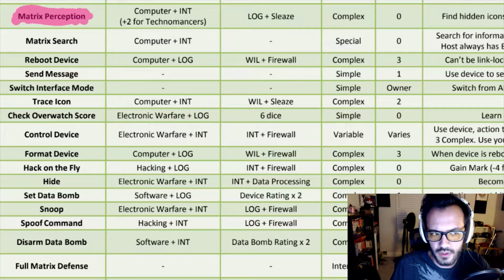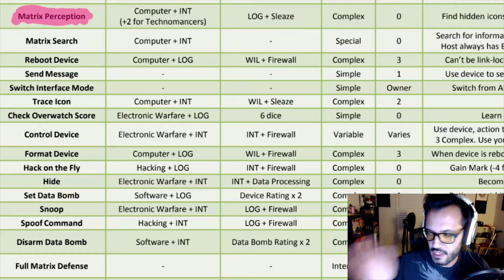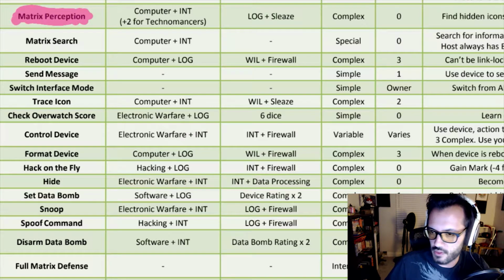Matrix perception is also useful for a bunch of other things, but we won't get too into it. Big thing to know about matrix perception is that you can't see through walls. It's not a Superman X-ray vision. It's just something that you use to ping things in the area that are nearby to you.